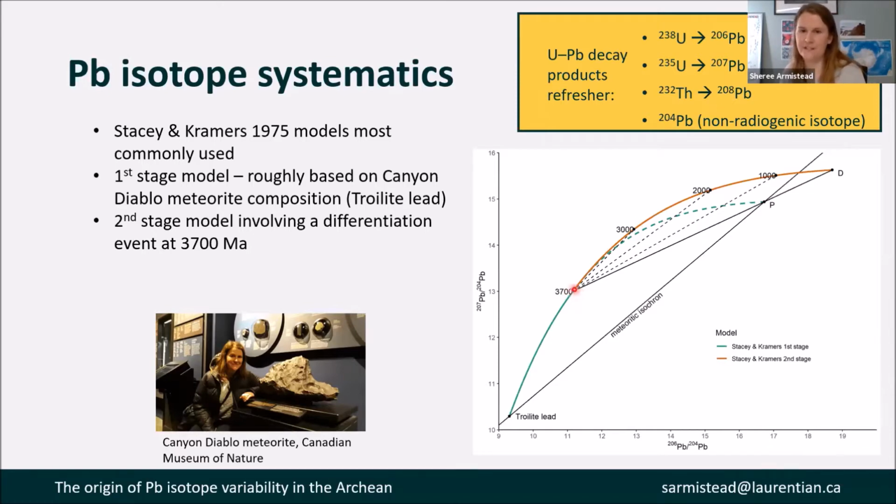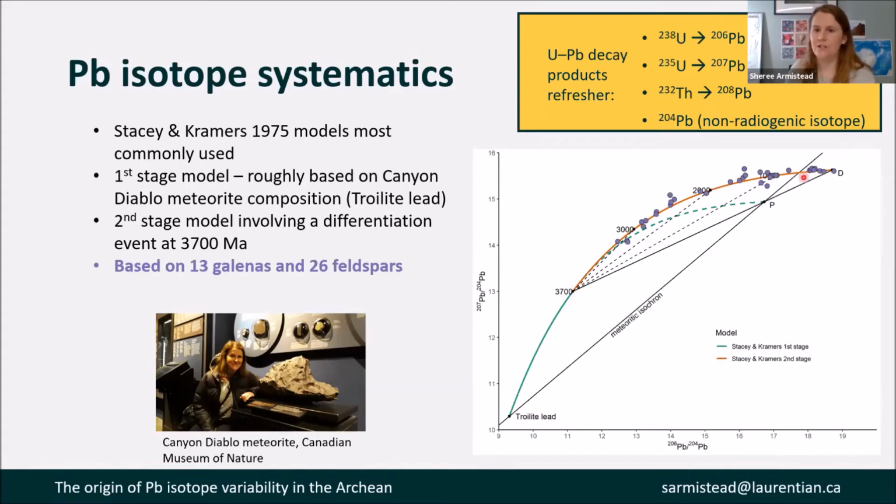The reason for this is that a lot of the modern lead isotope data plots along this second stage line. This model by Stacey and Kramers 1975 was based on only 13 galenas and 26 feldspar minerals, which I've plotted on here. You can see it coincides well with this model.